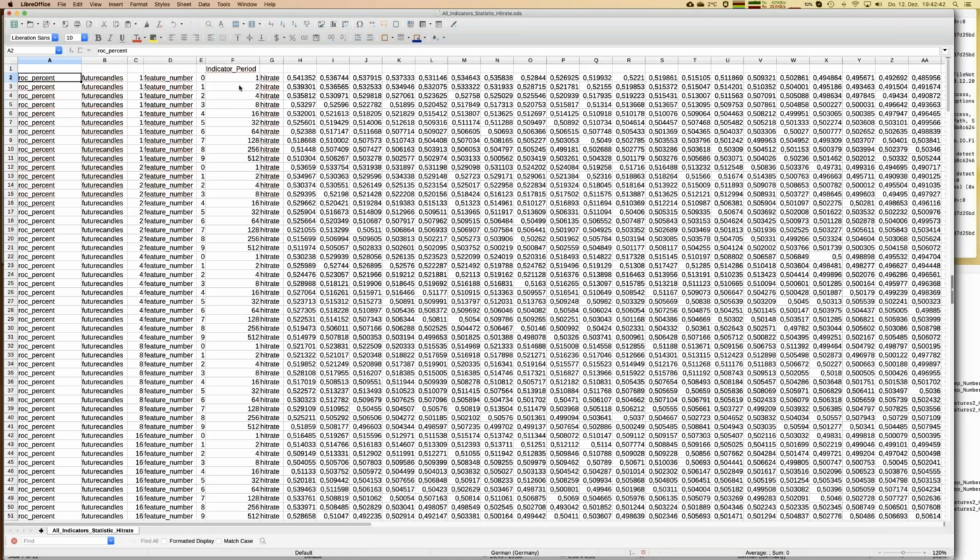What is now the next row? The next row is simply a different indicator. So still we look one candle into the future, but we go for rate of change 2, which means we look back 2 hours, 4 hours, and so on and so forth. And you can see the longer we look into the history, the numbers for a 1 hour forward edge, they go down. It's not that surprising, but we can see that quite clearly here.